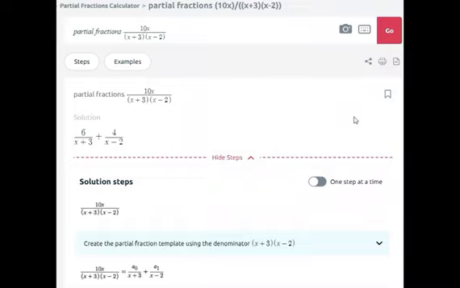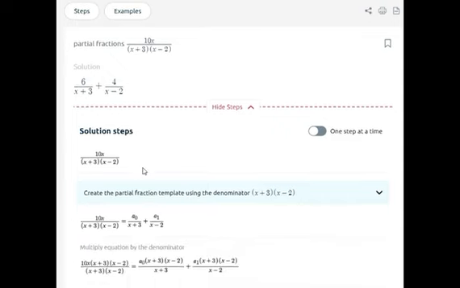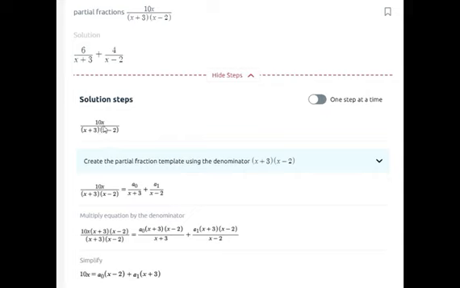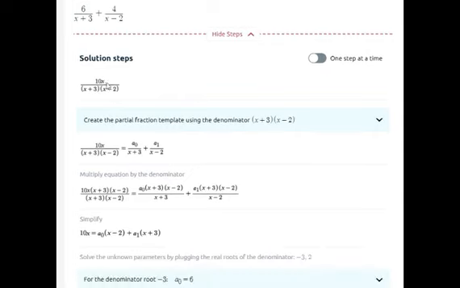Okay, some additional example for you. Now let's say we have a situation where we have the partial fraction in terms of 10x divided by x plus 3 and x minus 2. Now as you can see, the factors below are different. You have only two terms, so that means later you can split it into a and b like this. Now we look at the beginning of the calculation.